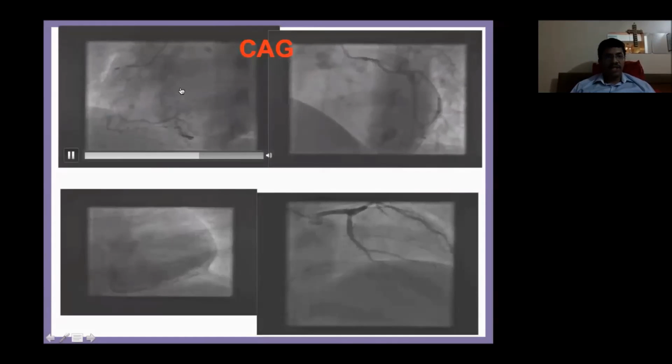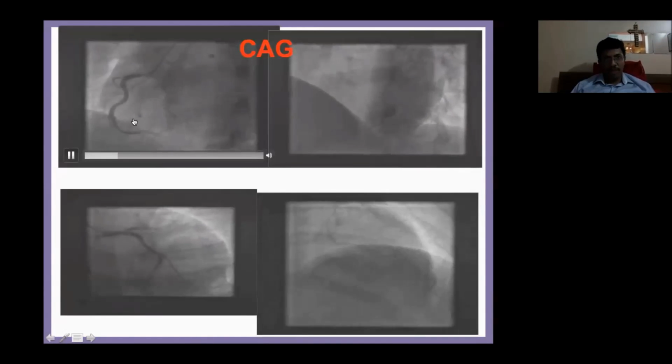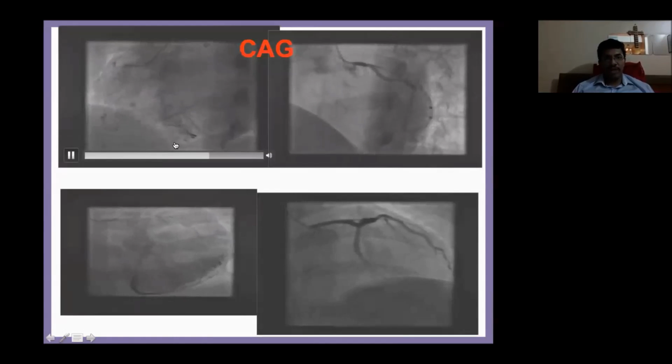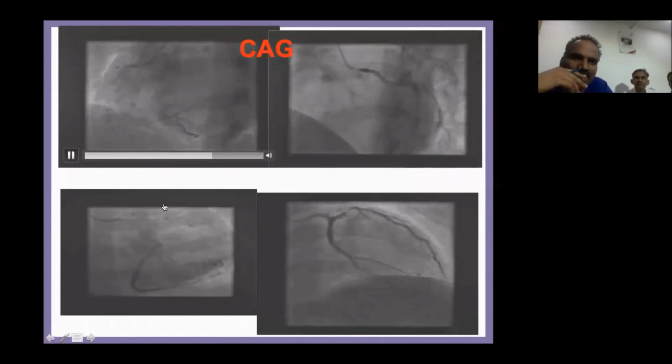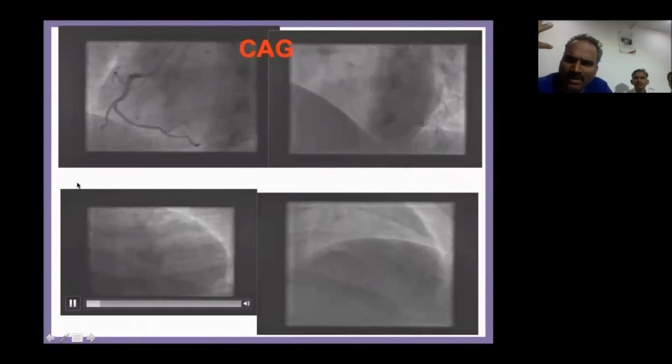So as you can see, the RCA is completely normal. Sharat, am I sort of audible and clear? Yeah. See, I'll read out your angiogram. RCA is almost appearing normal, right?